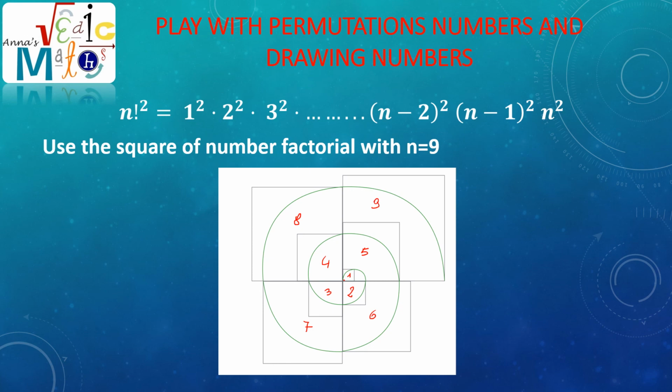After, we join the dots in this manner, where there is the intersection, and we have the spiral.